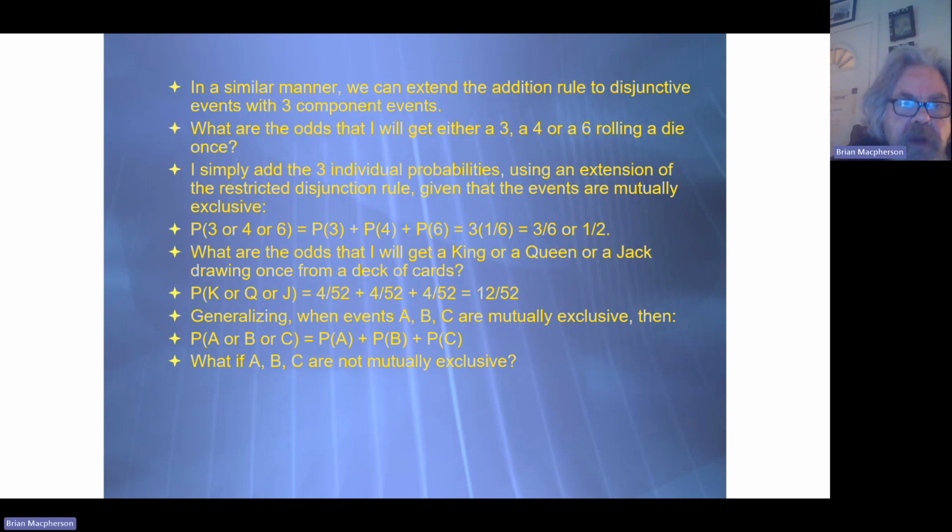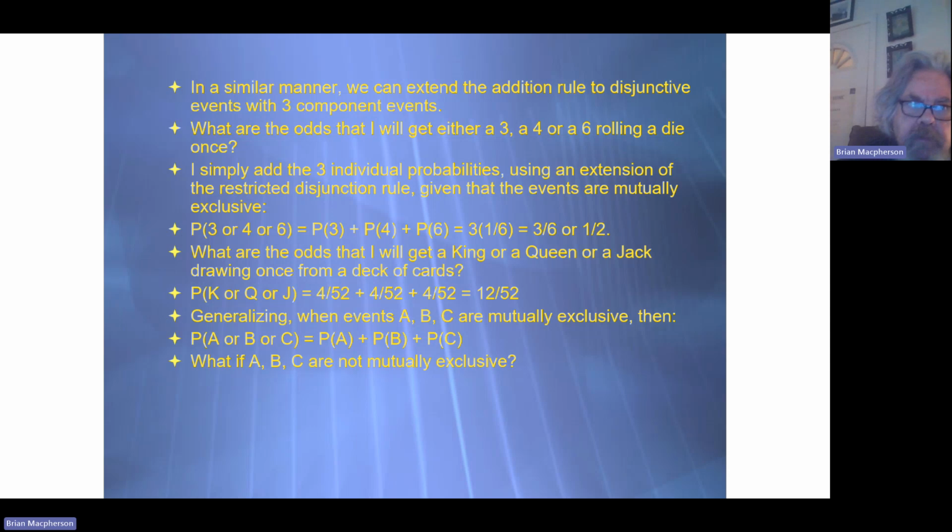What are the odds that I will get a king or a queen or a jack drawing once from a deck of cards? Well, again, pretty straightforward because those events are mutually exclusive. You can only get one or the other. So you just add up 4 out of 52 plus 4 out of 52 plus 4 out of 52, equals 12 out of 52. Pretty straightforward. Generalizing then, when events A, B, and C are mutually exclusive, when you can't get both of them or all of them, then the probability of A or B or C is simply the probability of A plus the probability of B plus the probability of C.